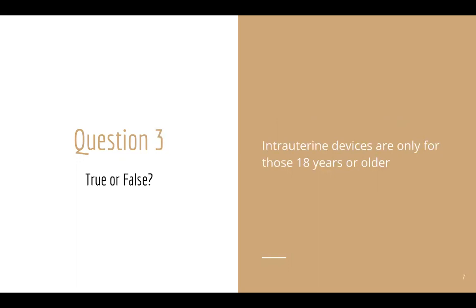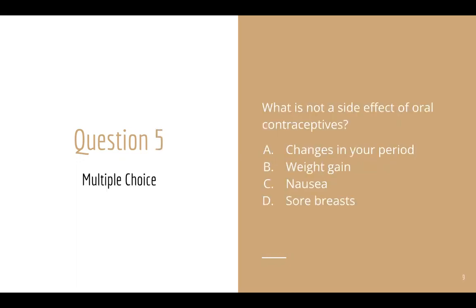Third question. Intrauterine devices are only for those 18 years or older. Question 4. The implant is inserted under the skin. And lastly, question 5, what is not a side effect of oral contraceptives? A, changes in your period, B, weight gain, C, nausea, and D, sore breast.